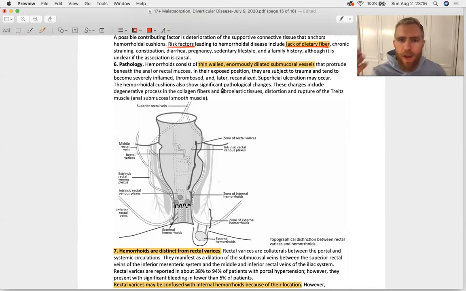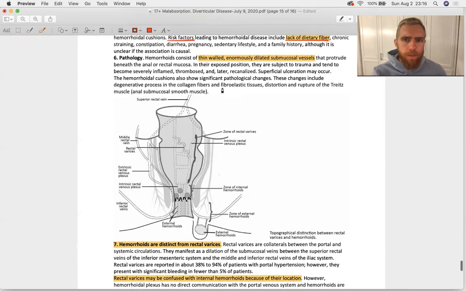Hemorrhoids consist of thin-walled, enormously dilated submucosal vessels. Again, they're veins, and they're going to be dilated because there's a lot of blood pooling there, because the vein can't squeeze that blood back up nearly as well as an artery can. And so due to that thin venous wall, the blood just kind of pools there.